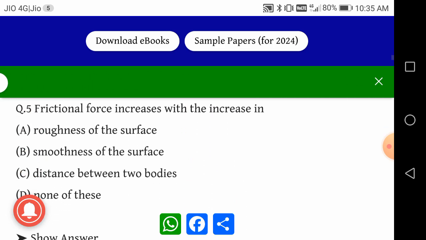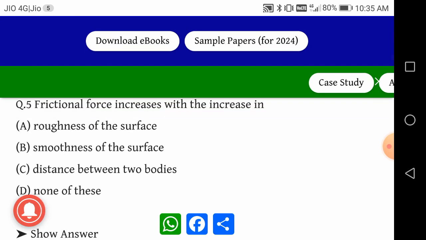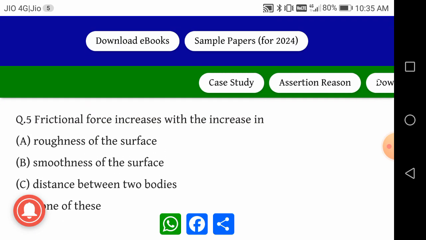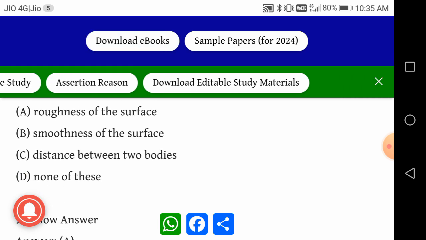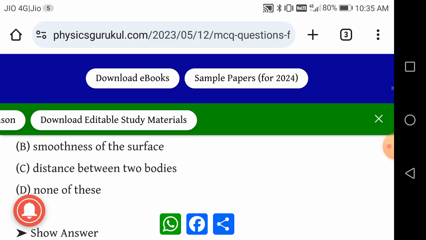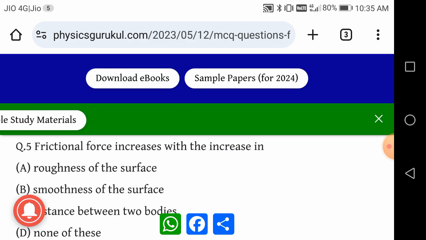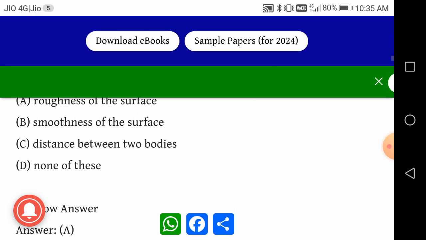Frictional force increases with the increase in, it is going to increase with the roughness of the surface. Neither the smoothness nor the distance between the two bodies come in any way, but it is the roughness of the surface that will increase the frictional force.